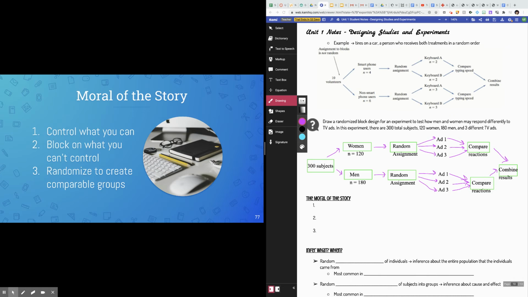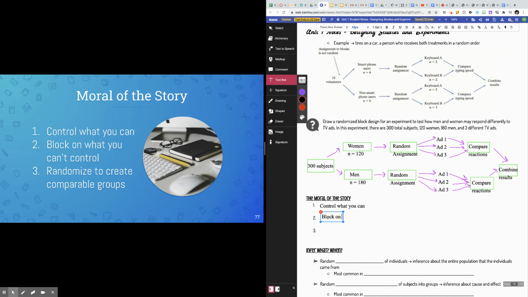So we're comparing reactions to these ads, right? And then within each block, and then at the end, you have to combine the results. Okay, so the real moral of the story with blocking, and really with all of this that we've been talking about, is that you need to control what you can. Okay, so that's in your experimental design, right? Do as best you can to control as many confounding variables that you can think of.